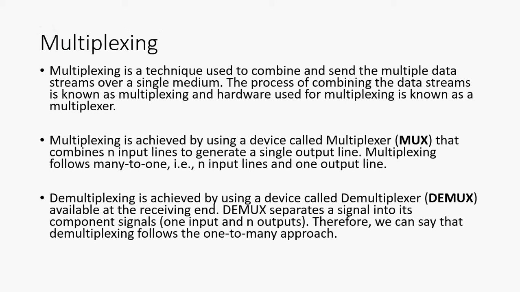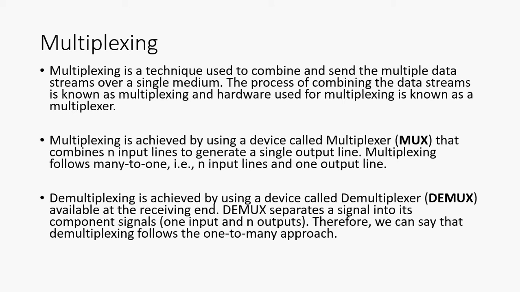First we will see what is multiplexing. Multiplexing is a technique which is used to combine and send multiple data streams over a single medium. The process of combining the data streams is known as multiplexing, and the hardware used for performing this technique is known as multiplexer.